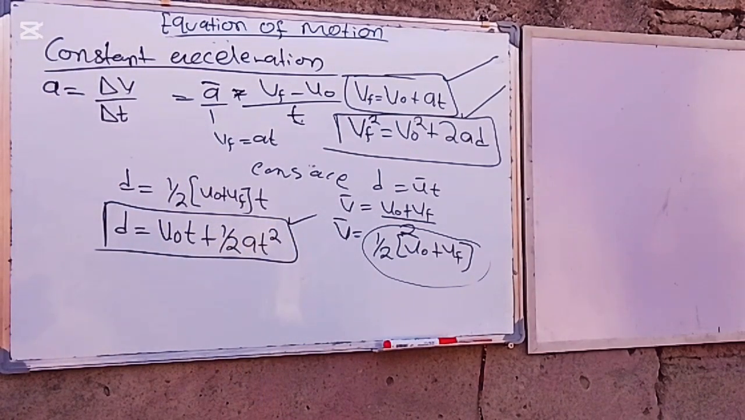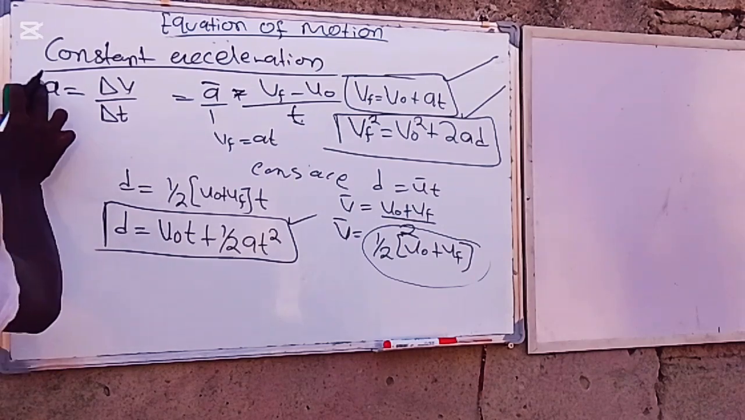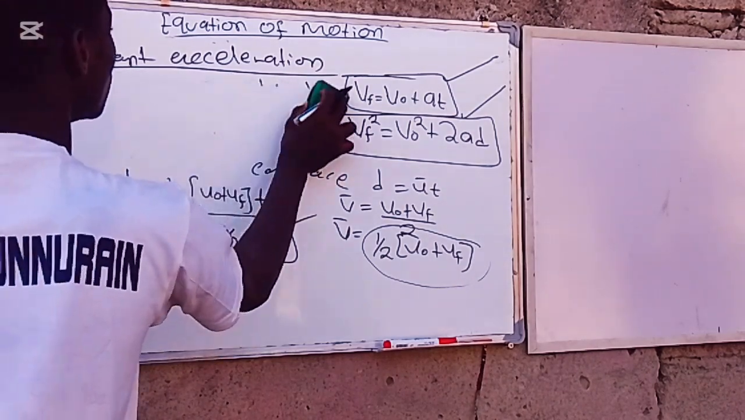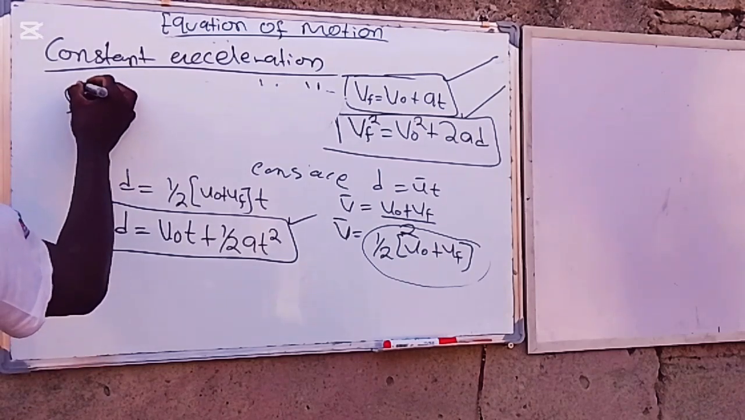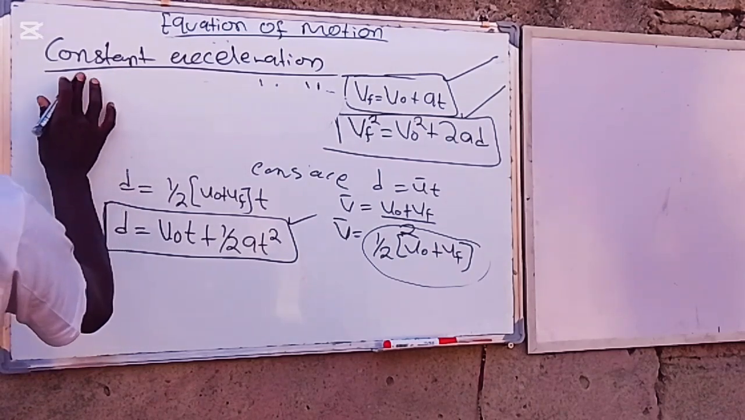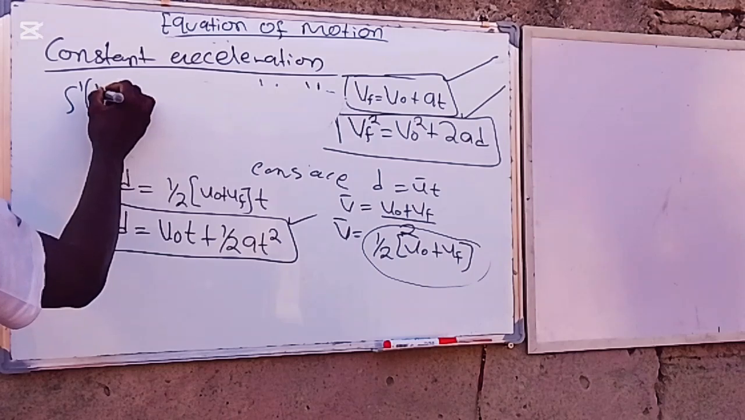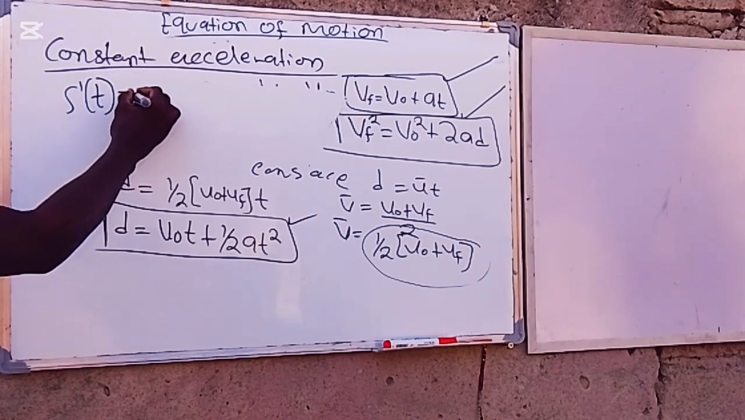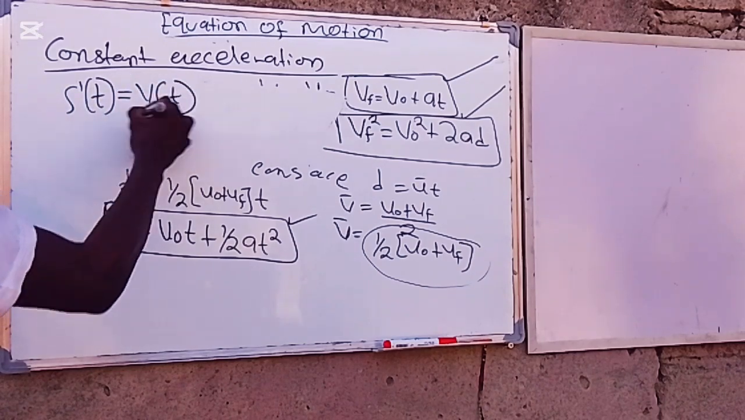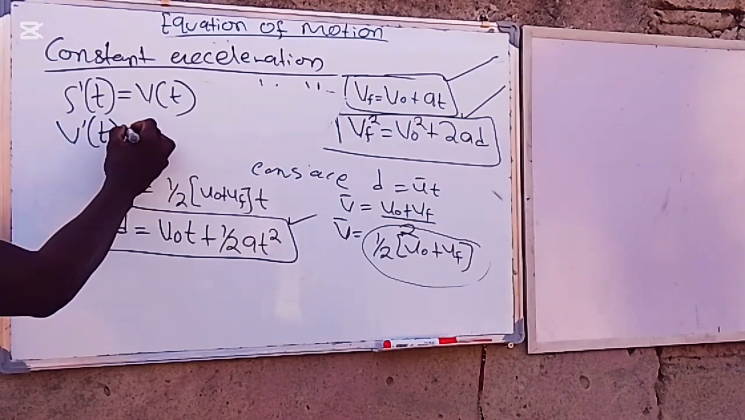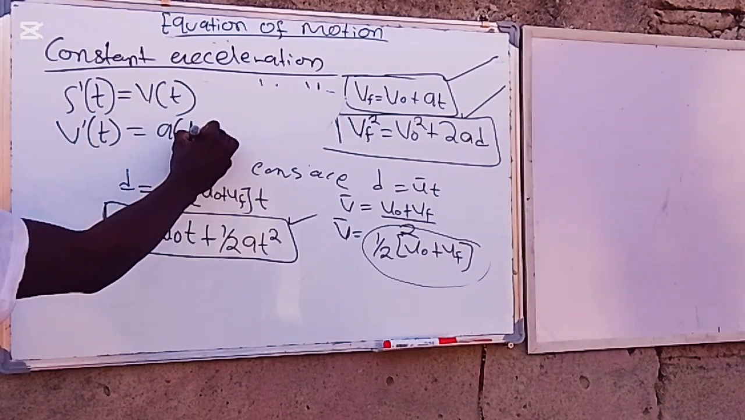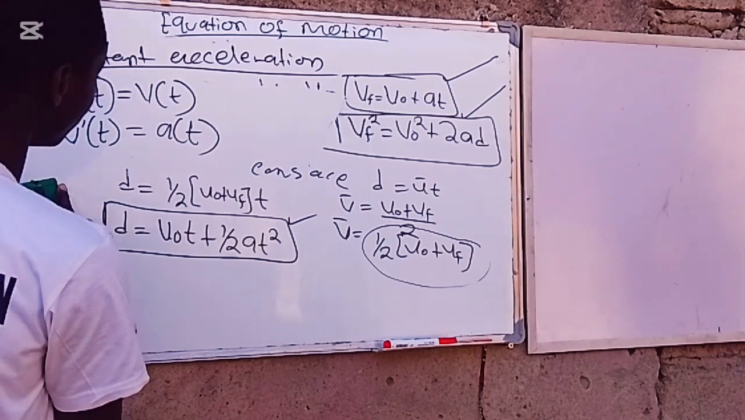So I hope this is all I have for you. But there is one thing that I need you to know. You have to understand that whenever you have the s prime of t, it is the same thing as v of t. And therefore the v prime of t is the same thing as a of t.